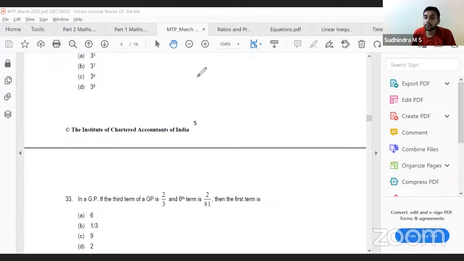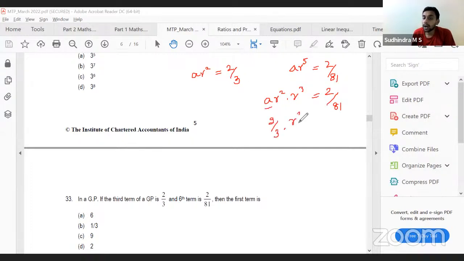The third term is AR square, so AR square is 2 by 3. The sixth term is AR to the power of 5, which is 2 by 81. Now, AR to the power of 5 can also be written as AR square into R cube, which is 2 by 81. AR square is 2 by 3. So, 2 by 3 into R cube is 2 by 81. Therefore, R cube is 2 by 81 into 3 by 2.